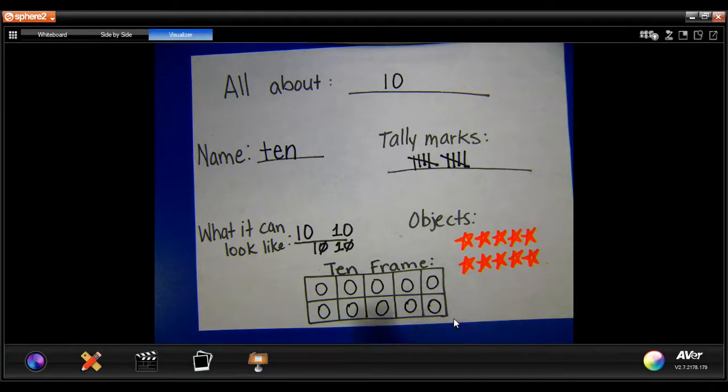1 circle in each square. So our 10 frame is full. So if I looked at this, I wouldn't even count, because if it's full, I know it's going to be 10 because it's a 10 frame and only 10 fit in here. I hope that made sense.